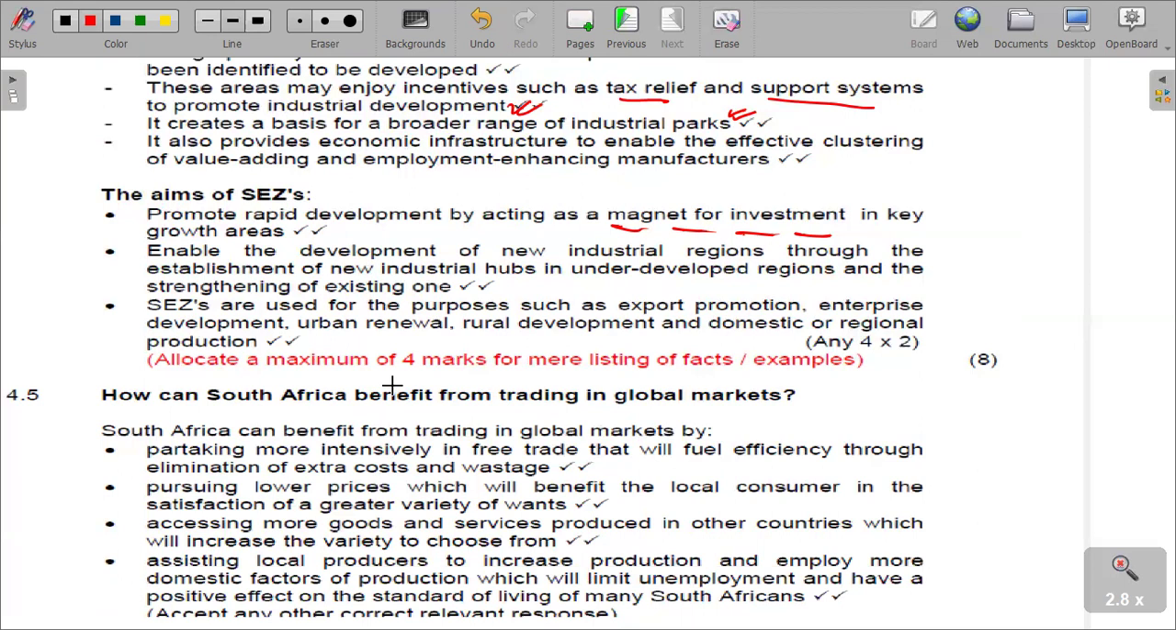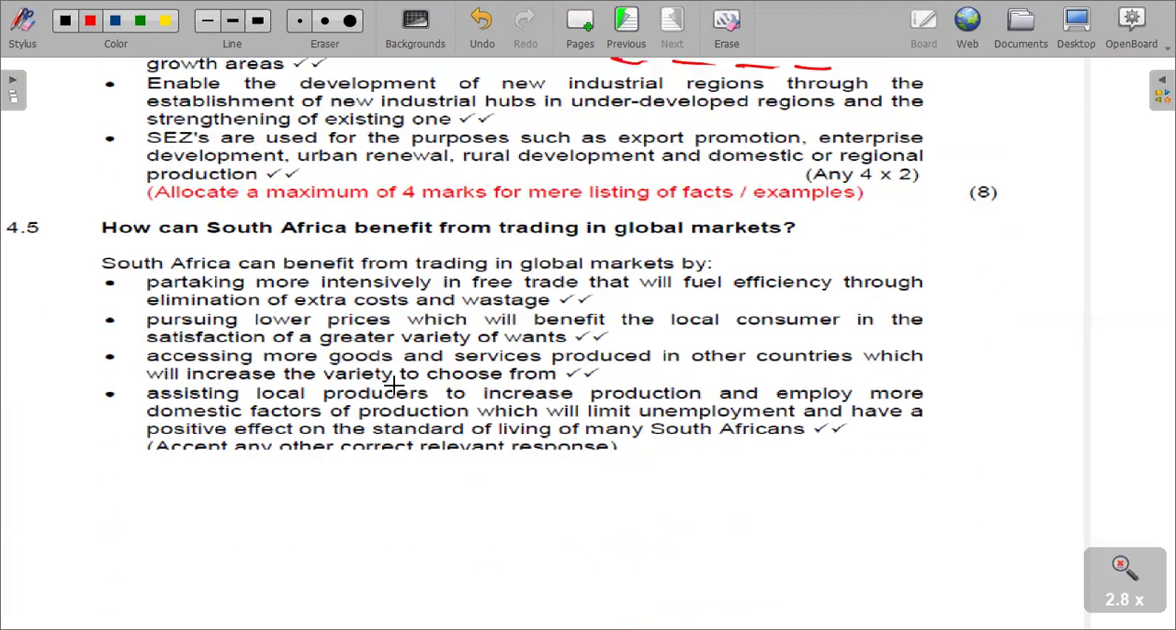How can South Africa benefit from trading in global markets? That is to say, if South Africa is to trade in international markets, how can that benefit it? What are the benefits in that regard? What are the benefits of being in a global market for South African industries or businesses?